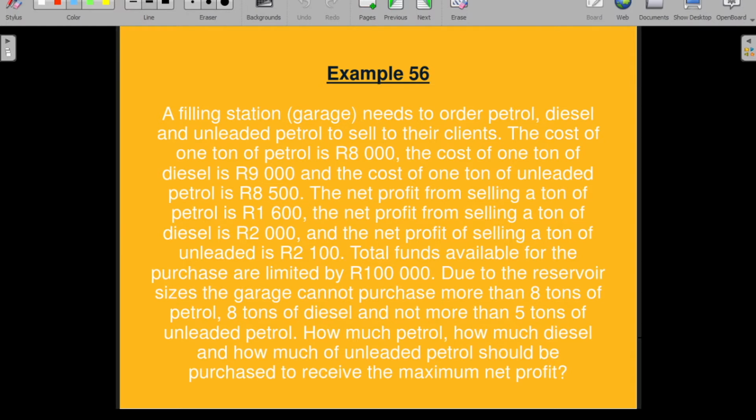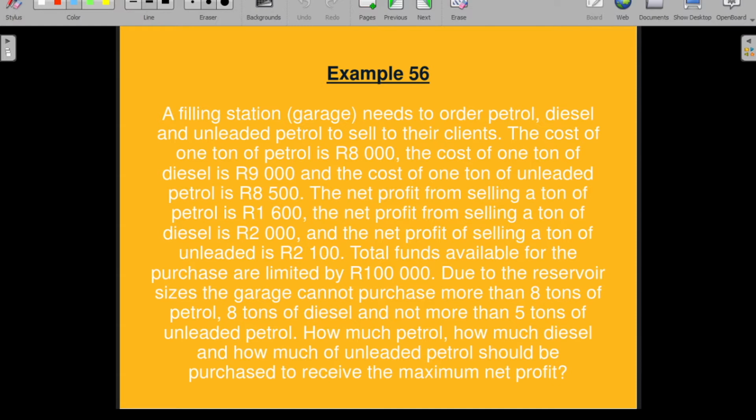The total funds available is 100,000 rands. Due to storage restrictions, the garage cannot purchase more than 8 tons of petrol, 8 tons of diesel, and not more than 5 tons of unleaded petrol. So the question is now, how much petrol, how much diesel, and how much unleaded petrol should be purchased to receive the maximum net profit?